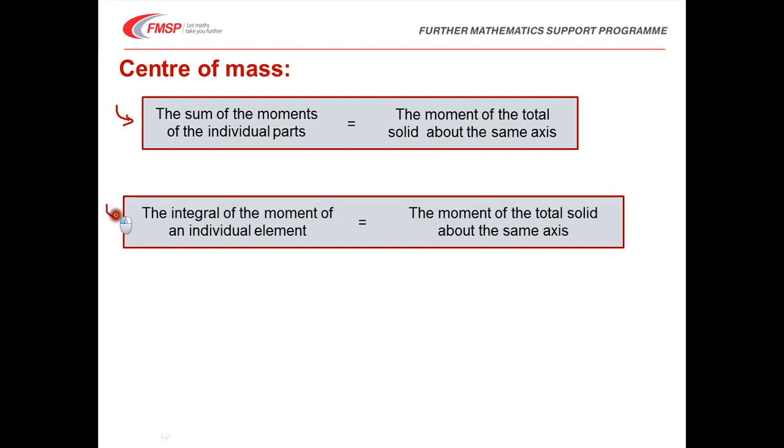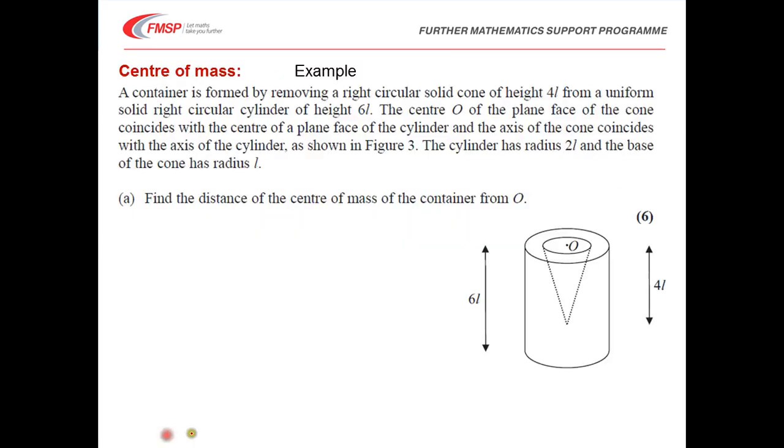In the continuous version of the above, where you may have a shape that's defined perhaps by a function, then the integral of the moment of an individual element, so we take a small element of the whole shape and we find the moment of that individual element about a particular axis, and then we integrate that to sum all of those individual moments, and that will be equal to the moment of the total solid about the same axis. So if we know the mass or volume of the total solid, we can find its moment about an axis, and we make that equal to the sum of all of the individual moments.